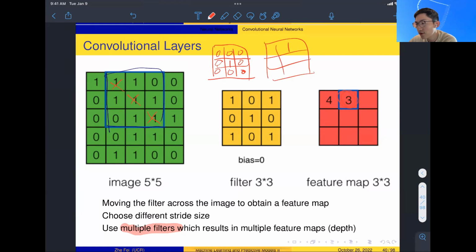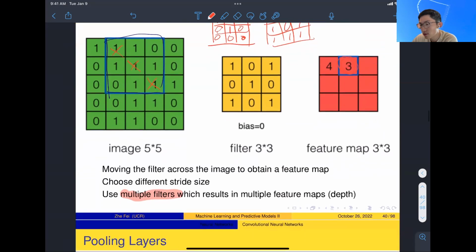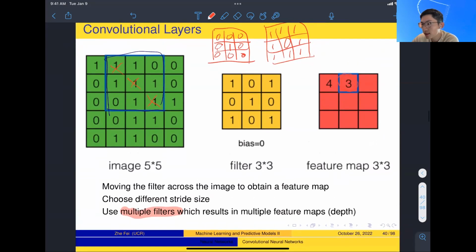Or, we could have a filter that is taking once on the boundary, right? Or the outside of it, right? Or something like, yeah. So the point is, you can define all sorts of different filters, right? And then you apply the different filters to your input image, calculate the convolution, and then you end up with your feature map, right?